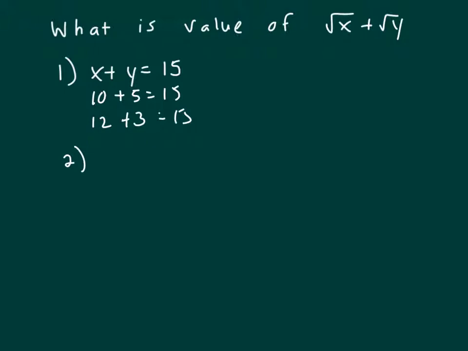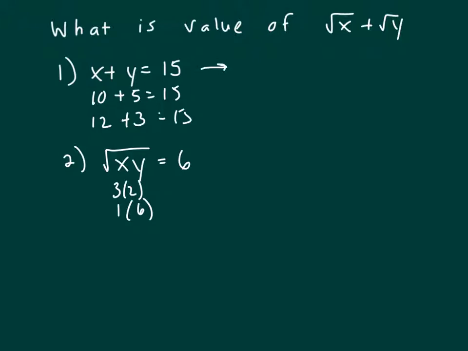Clue 2 says the square root of x times y equals 6. That does not work independently either because it might be 3 times 2 or it might be 1 times 6. So that doesn't work. So you forget about each of them working independently. Now let's put them both together.